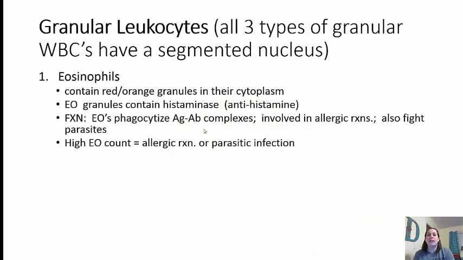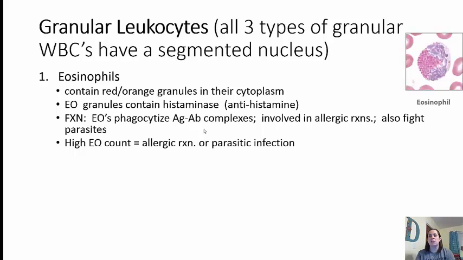So let's take a look at each of these white blood cells one by one. All three types of granular white blood cells have what we call a segmented nucleus, meaning their nucleus is kind of in multiple pieces. It doesn't mean that they're completely separated, but they'll have segments to them. The first one are what we call the eosinophils. The eosinophils contain reddish orange granules in their cytoplasm, and you can see it here in the picture. They look like little grains of sand. The darker purple is its nucleus, and you can see that it's in two segments.